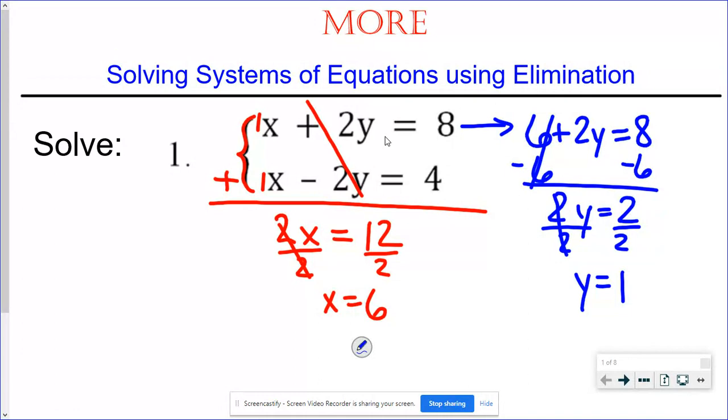And again, some people are like, yay, I'm done. Not quite. You need an ordered pair. X and then y. And remember, you can always substitute those numbers back in to make sure that it works. Since we just used the top equation, let's use the second equation. This would be 6 minus 2 times 1 is just 2. And 6 minus 2, yep, that is equal to 4. It works.